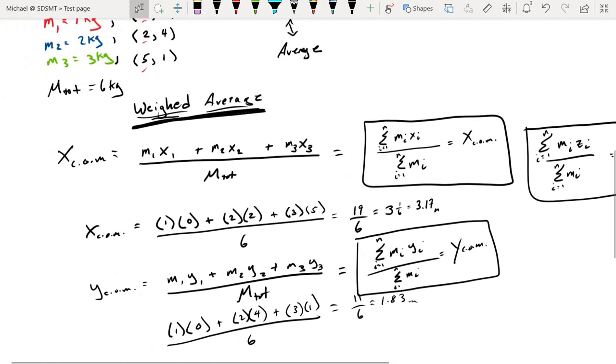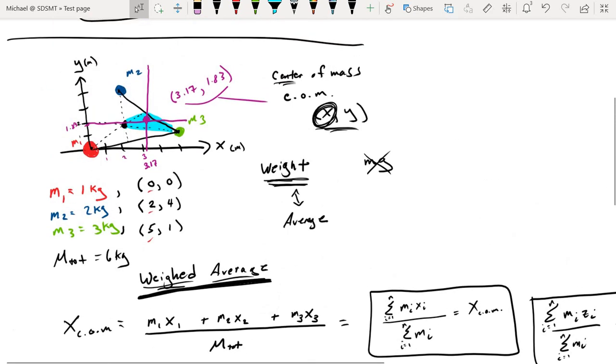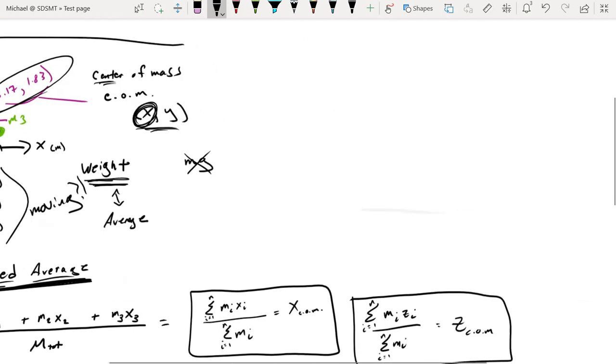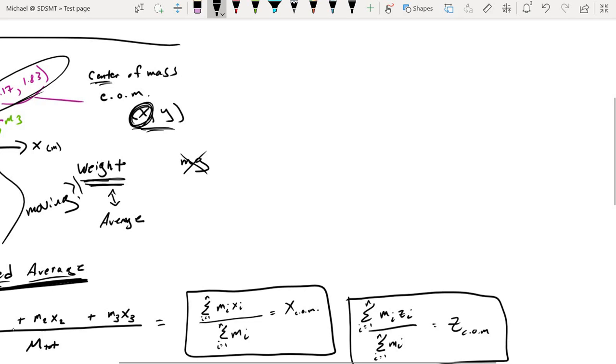Alright, so now we know where the center of mass for our system of particles is located. We have values that tell us that. So the next step that we want to consider is what happens if all of these masses start moving. So they're not going to retain their current position. They're going to move from one location to another location. And we call that displacement.